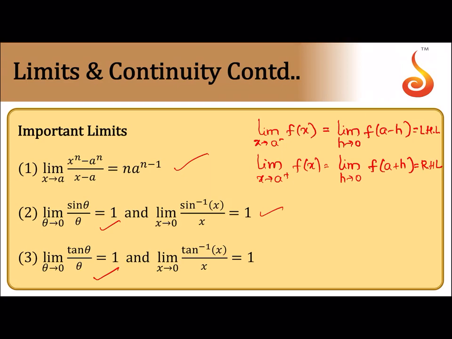Some standard limits. Limit x tending to a, x to the power n minus a to the power n by x minus a is n a to the power n minus 1. Limit theta tending to 0, sin theta by theta is equal to 1. Limit x tending to 0, sin inverse x by x equal to 1. Limit theta tending to 0, tan theta by theta equal to 1. Limit theta tending to 0, tan inverse x by x is also 1. Similarly, I'll add one more: limit theta tending to 0, sin a theta by tan b theta will give you a by b. So very important to note down.